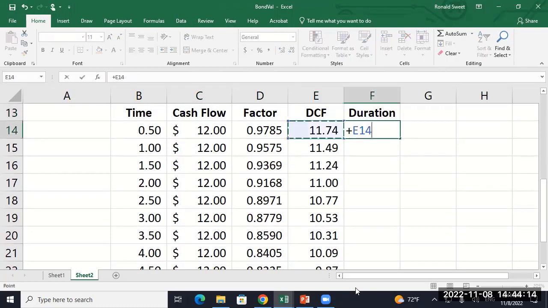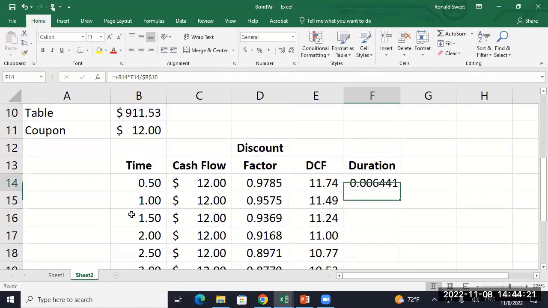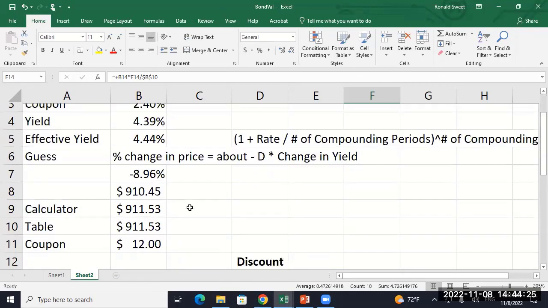So to get the duration, we just take time times that divided by the total. So what did I guess? 4.5 years.